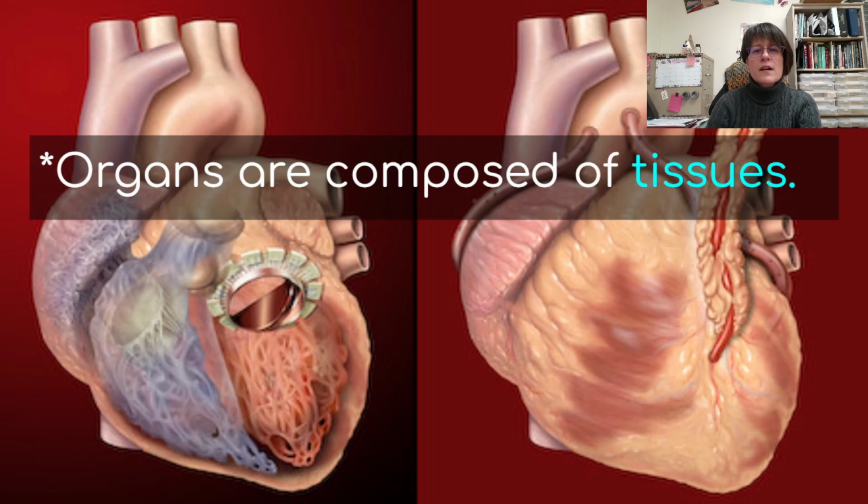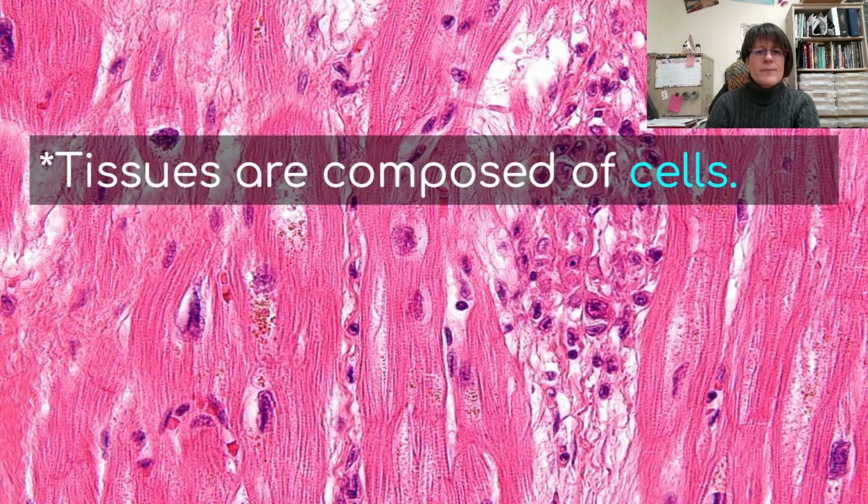Now, organs are composed of tissues, and so one organ is the heart that is in the circulatory system. Tissues are composed of cells. So these are some muscle cells, and they make up tissues, and the tissues are in the organs.